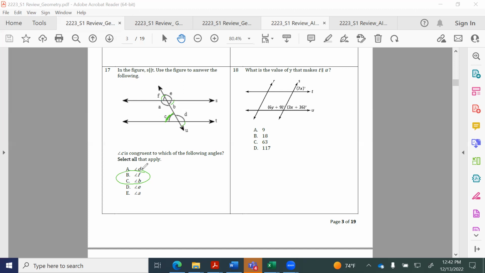Now, there are a few steps on this one because in order to solve for y, we actually have to solve for x first. Because we can't set an equation equal with an x value and a y value. You can only have one variable at a time. So on here, 7x and this 3x plus 36 are in corresponding positions, so they are congruent. We start with 7x equals 3x plus 36. Subtract the 3x, we get 4x. Divide by 4, and you get 9.